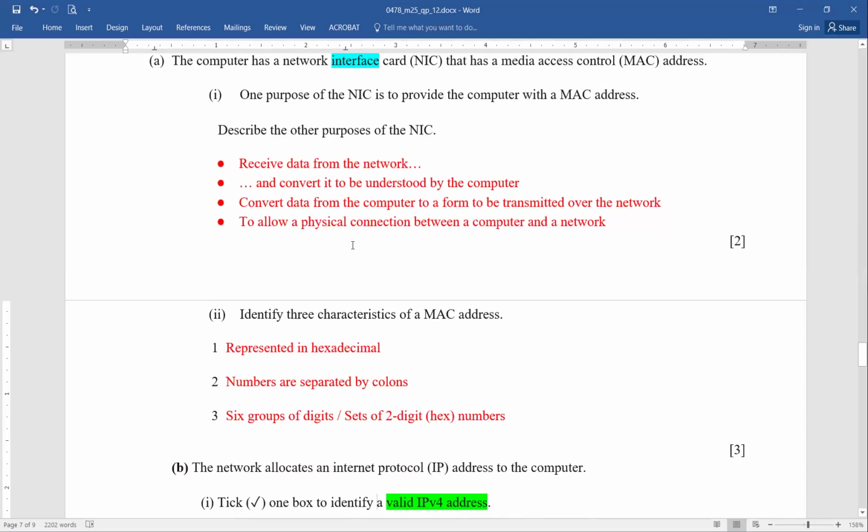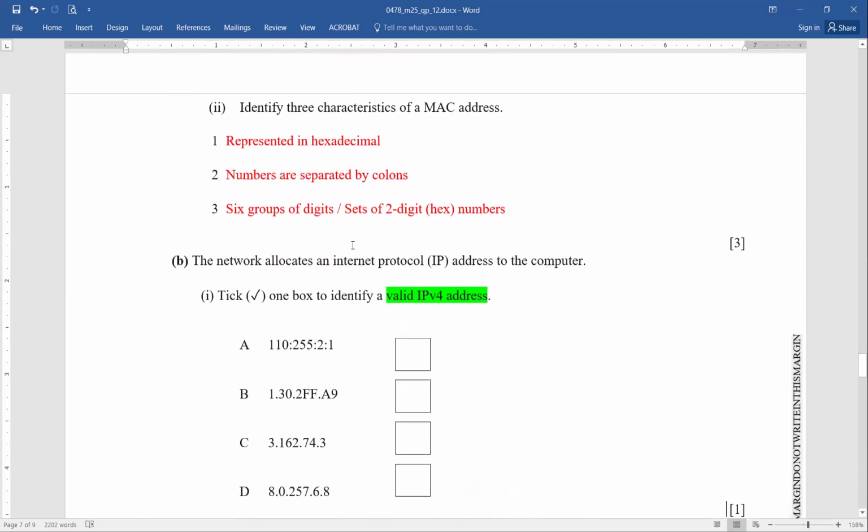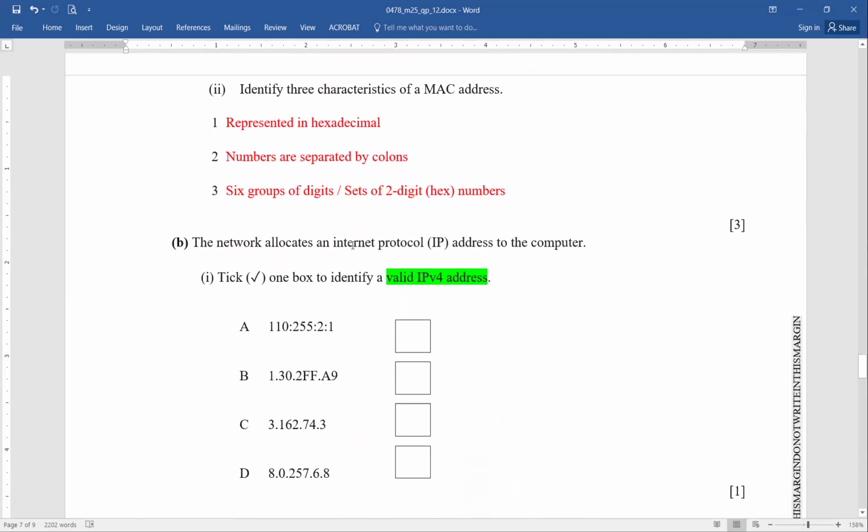Fine. Now, part B. The network allocates an internet protocol or IP address to the computer. Allocates. Tick one box to identify a valid IPv4 address. Now, valid IPv4. By the way, these are 4 addresses. Very quickly identify which one do you think is the wrong one and why. Why we will discuss later. But right now, first of all, identify which one is the valid one and which one isn't. Done? Which one is the valid one, by the way?